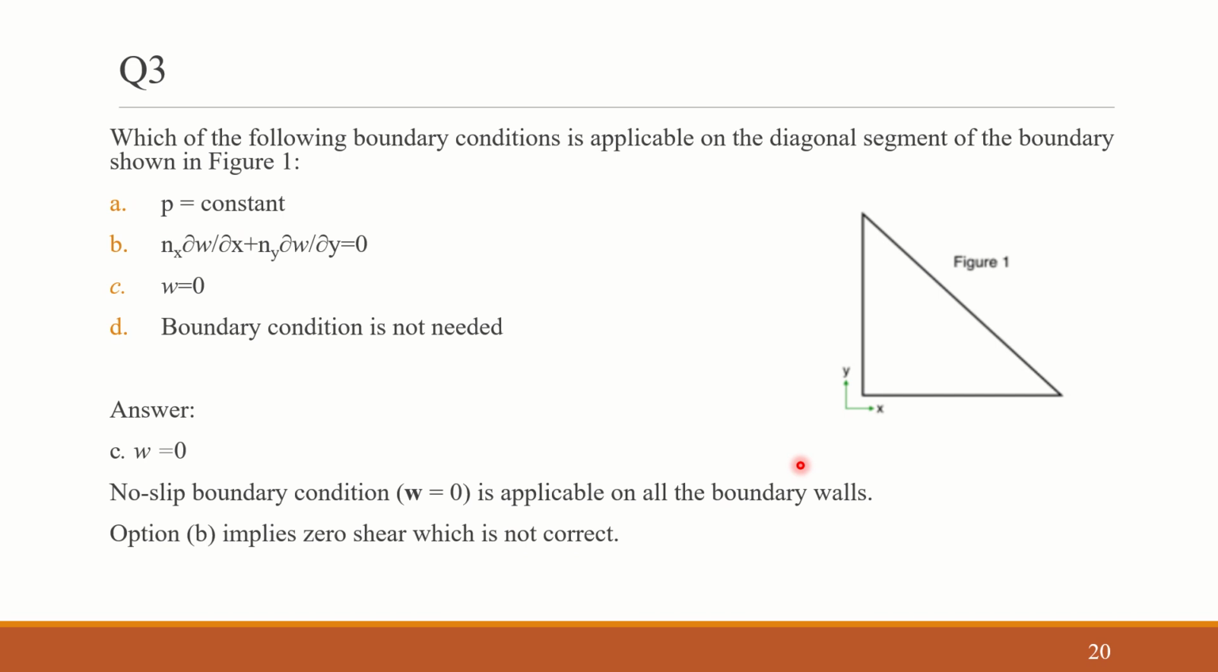And that shear stress, if it is 0 only, this particular equation can be used. So just a substitution back in the Navier-Stokes equation gives the form as shear stress is equal to 0, which is not true. So 0 shear, therefore option B is false. Hope you got it. Now we will move to question 4.